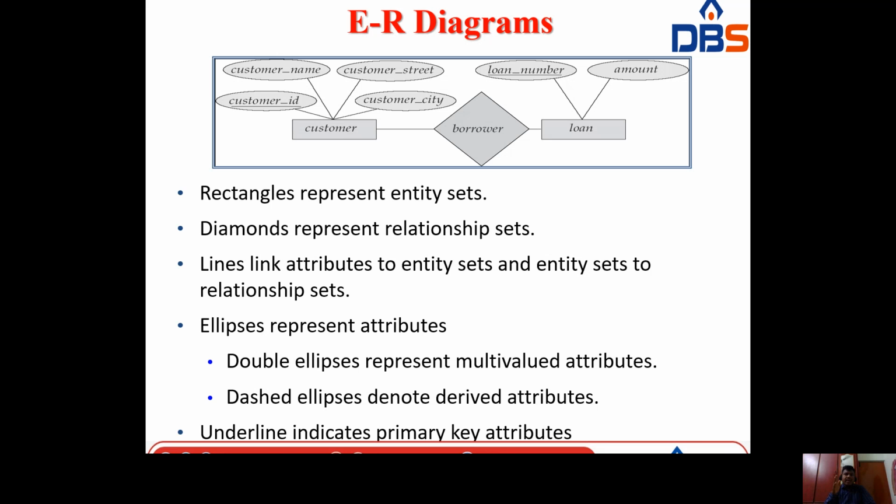For customer, different types of attributes are there, and for loan also different types of attributes are there. We are also specifying one borrower, that is a relationship set. Diamonds represent relationship sets. Lines link attributes to entity sets and entity sets to relationship sets. Here we are linking the entities and attribute sets using this concept.